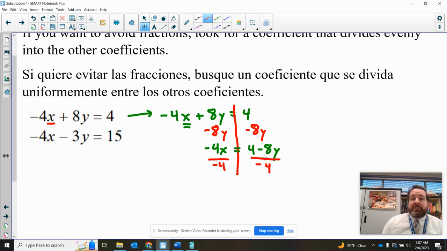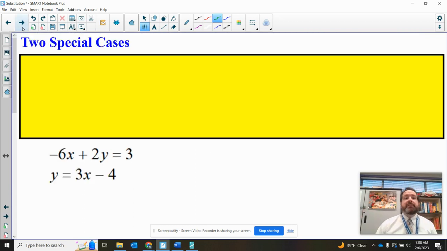Now, when you're doing this division, you must remember those divide down to 1, but take each of these numbers divided by that denominator. 4 divided by -4 is -1. -8y divided by -4 is +2y. From here, then, you would take this x, substitute it into the other equation, and solve. We're going to stop here because I just wanted to show you that tip of how to find an easier number to divide by. There are two special cases I want you to be aware of. Let's take a look at them.